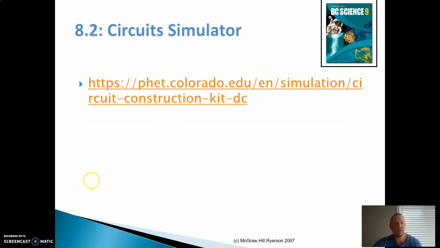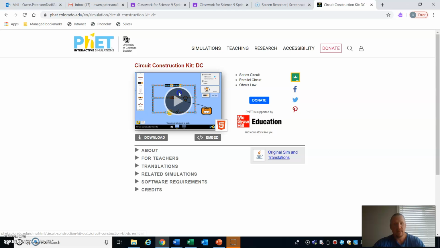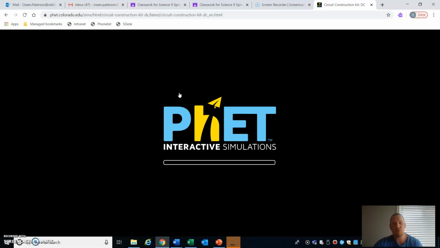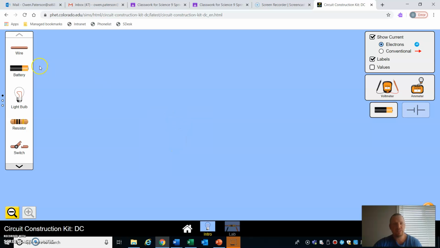I'd like you guys to pause here and click on this link. It's pretty cool because it lets you build your own electric circuits in this PhET simulation. We're just going to start with a simple one. It's just drag and drop. We'll drag this battery over here. A wire connects to the battery, and we'll have a wire going down.